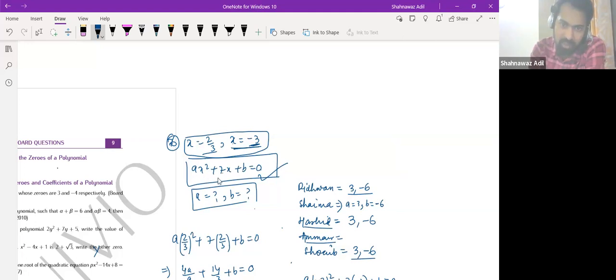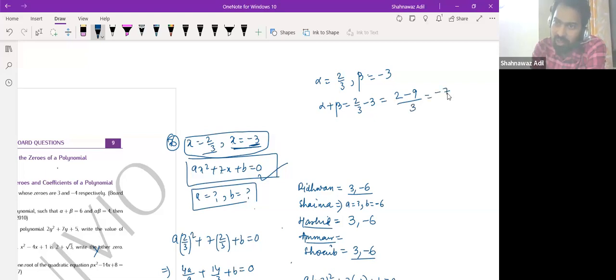Yeah, so then we don't need this, right? Oh, good. Alpha is 2 by 3 and beta is minus 3. So then alpha plus beta, this would be 2 by 3 minus 3, so minus 7 by 3. And this is equal to minus b by a, so minus 7 by 3.